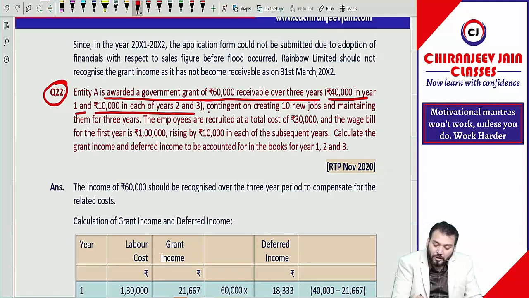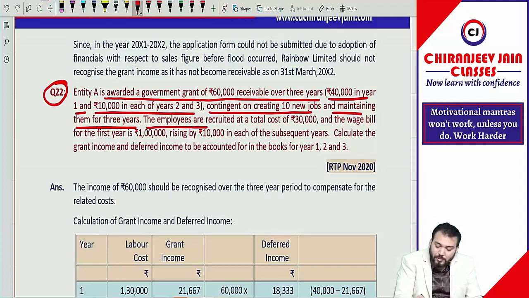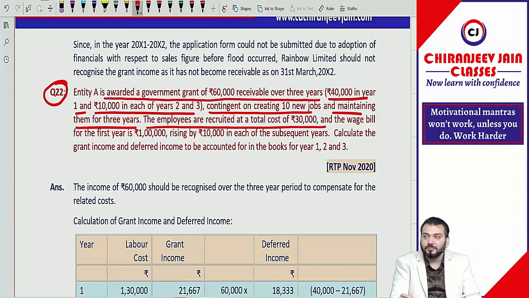Okay? The grant is contingent on creating 10 new jobs, which means they need to hire employees, and for this purpose they have received the grant over 3 years, 40, 10, 10, and maintaining them for 3 years. Related expenses will be the cost of hiring. The employees are recruited at a total cost of 30,000. This is the recruitment cost. Whenever we appoint someone, we need to do interviews, etc. So that is the recruitment cost.